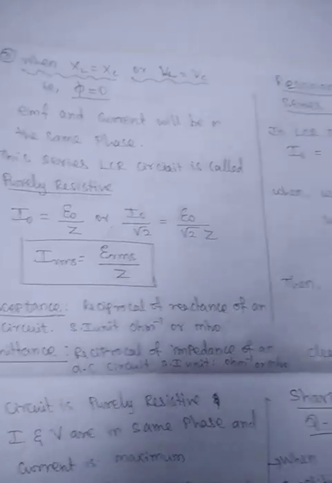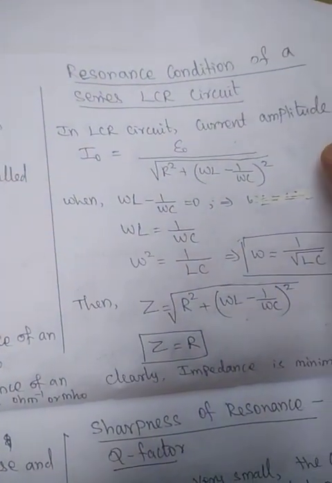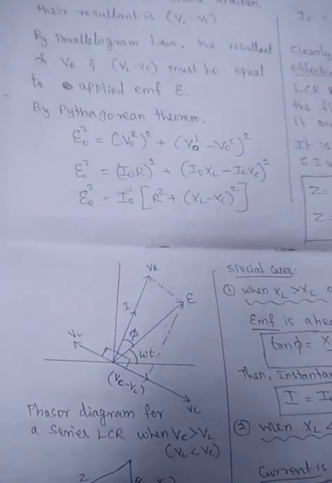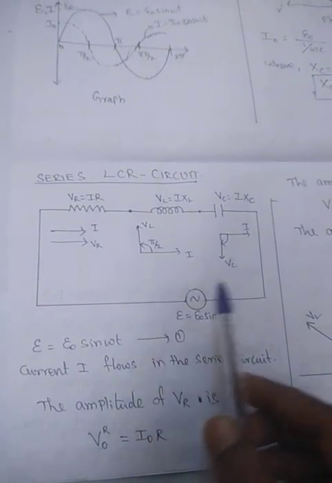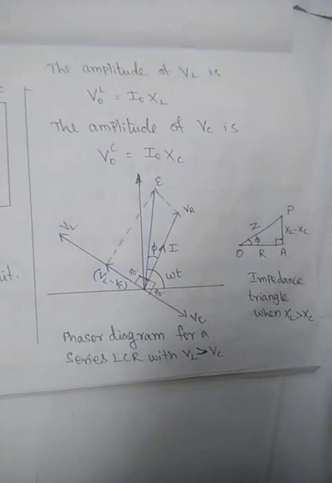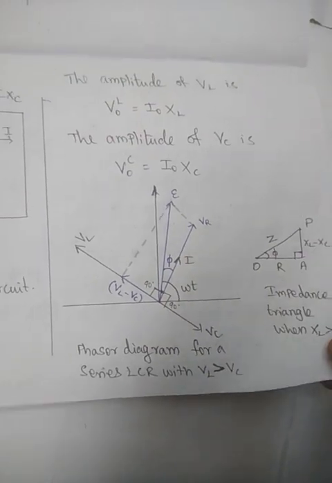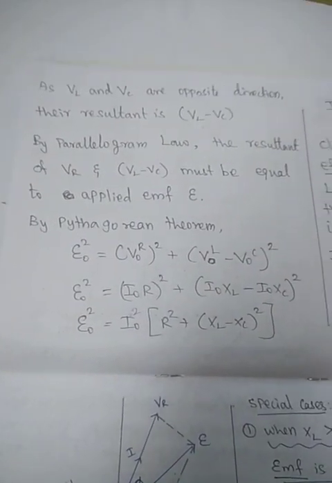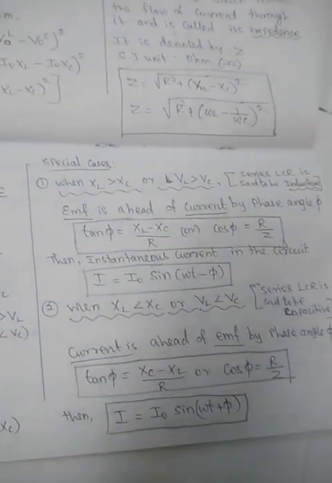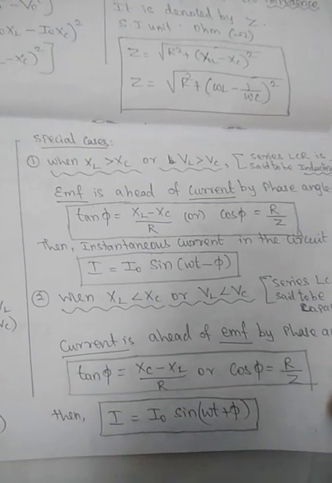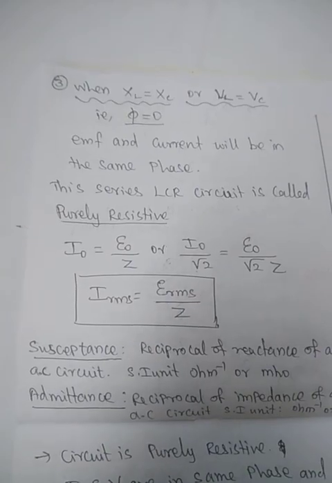The next question we are going to see is the resonance condition for the series circuit. I hope you understand this LCR circuit, that is, inductor, capacitor and resistor connected in series. So understand the phasor diagram clearly. Don't get confused. If you draw the phasor diagram clearly, it is a very simple question. We arrive at the equation for the impedance, and then we substitute the special cases: the inductor is greater, the capacitor is greater, and finally the inductor and capacitor are equal.